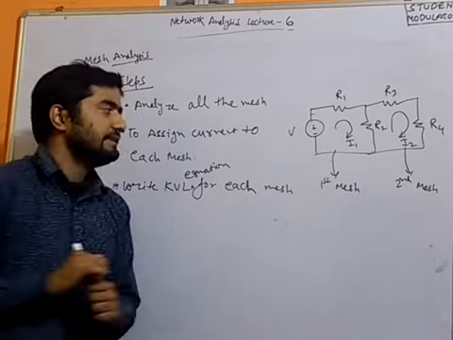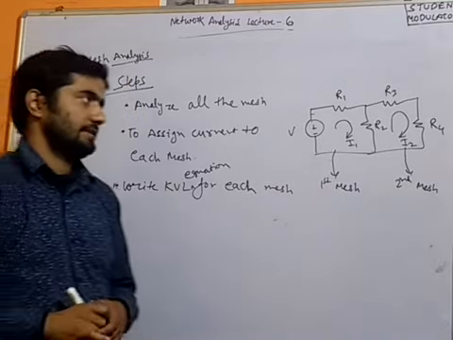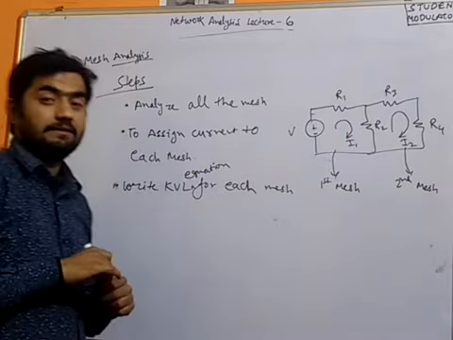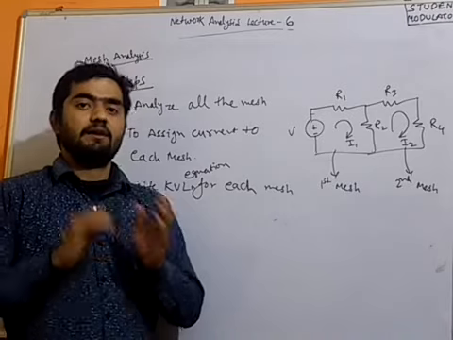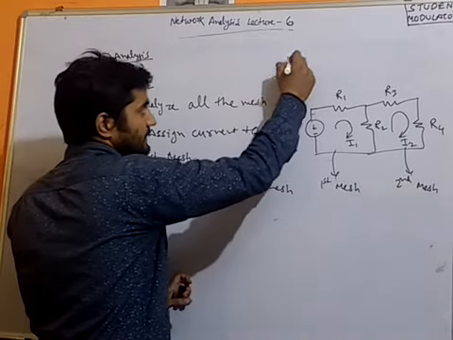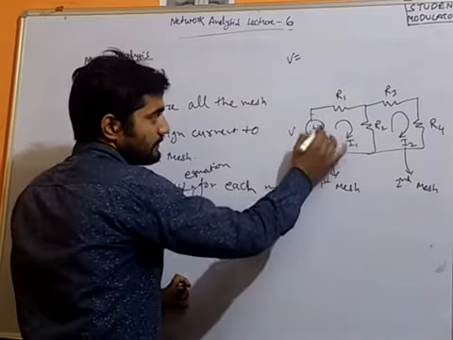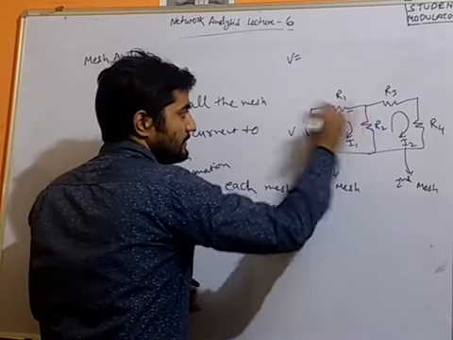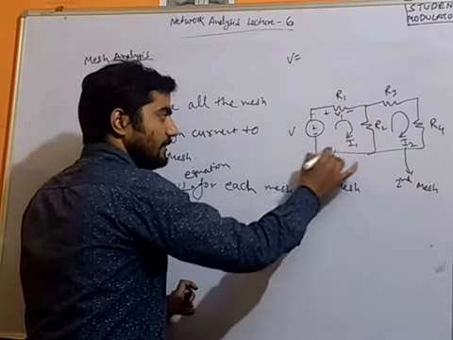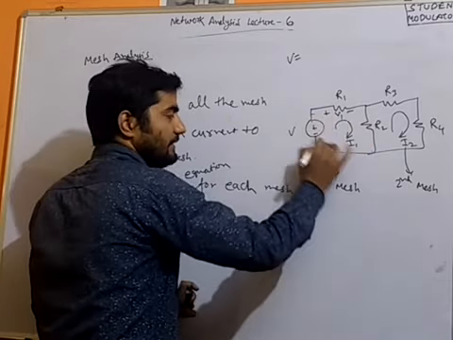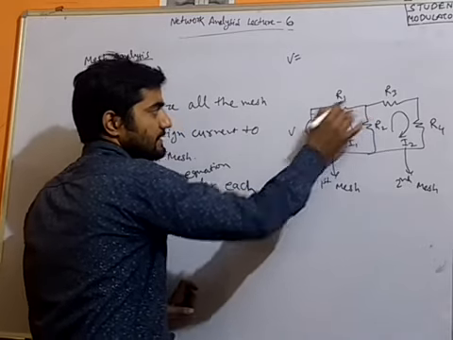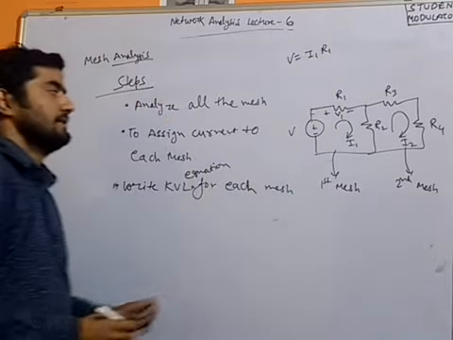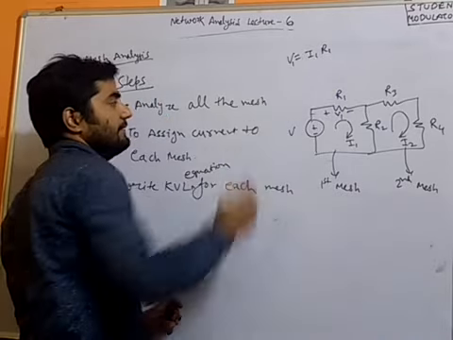So before writing the KVL equation we must know Ohm's law. Ohm's law is defined as: the voltage drop across any resistance is given by the equation V equals IR. So for this resistance R1, if we consider that the voltage drop is V1, then the current I1 is the only current flowing through this resistance R1. So V1 will be equal to I1 R1.